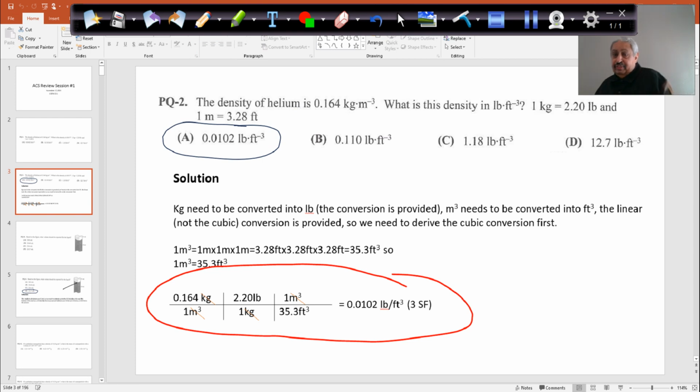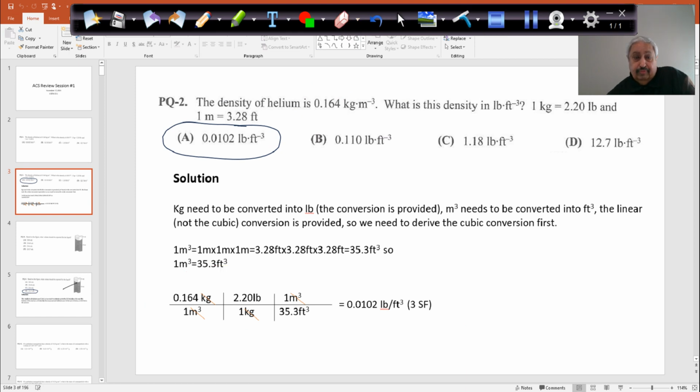And you have to watch for the sig figs. You started with 3 sig figs here, and your answer has to come up to be 3 sig figs as well. Correct? So that's the answer. Answer is A. So now let me take this one out.